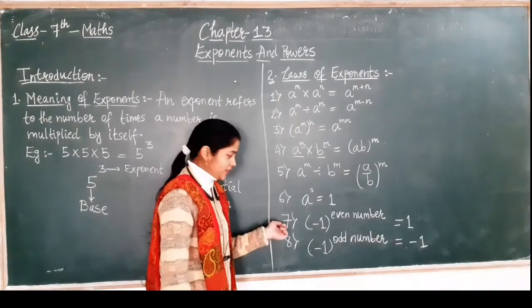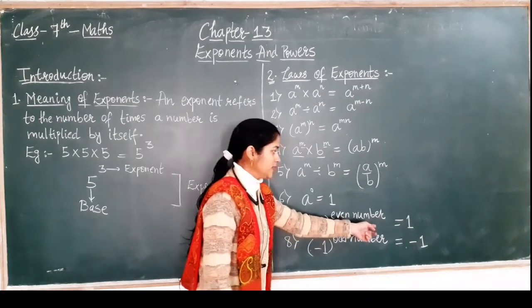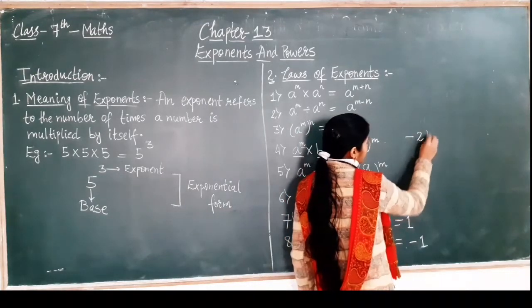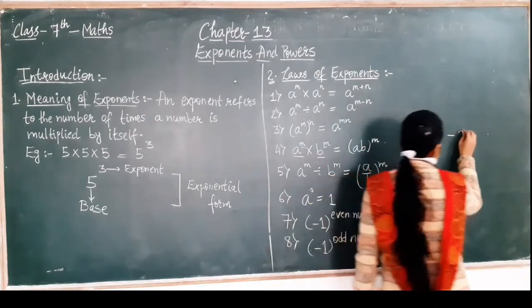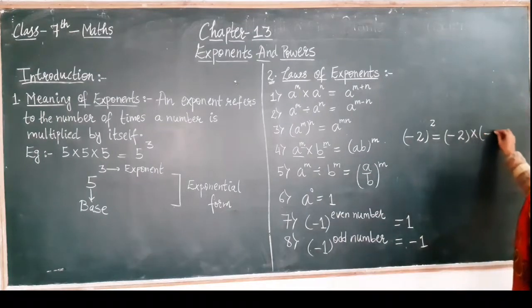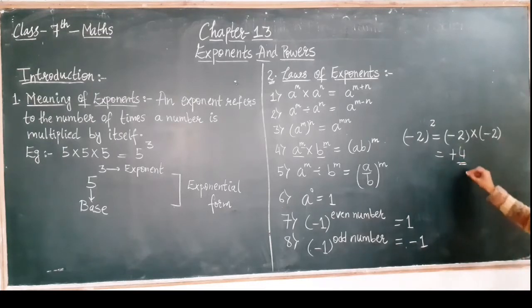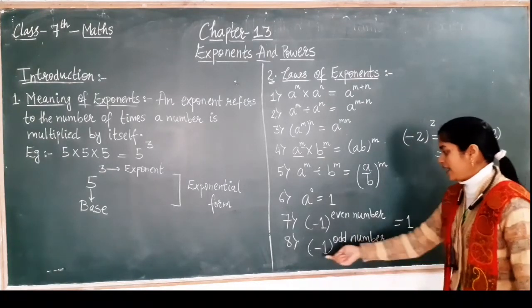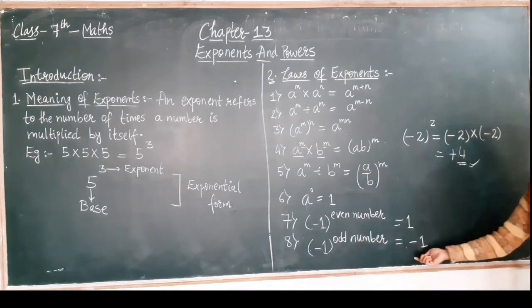Okay. So the seventh law says if minus 1 has a power of an even number, then the product is 1. We can take the example of minus 2 to the power of 2. So the product will be minus 2 into minus 2. Minus minus plus, 4. So the answer will always be positive. Whereas if minus 1, or any number, has a power of an odd number, then the product will always be negative.